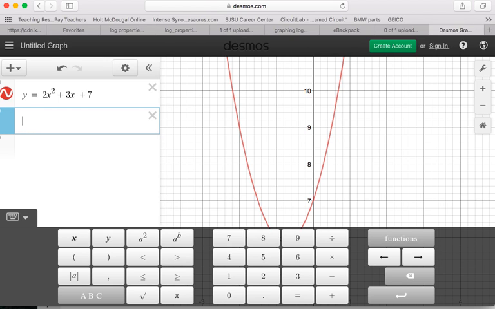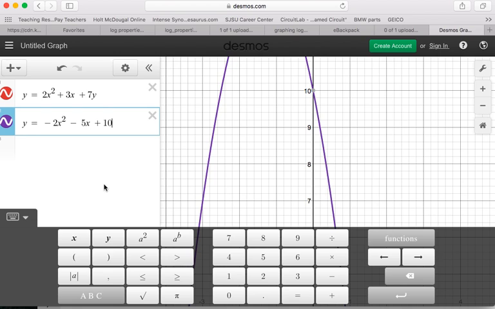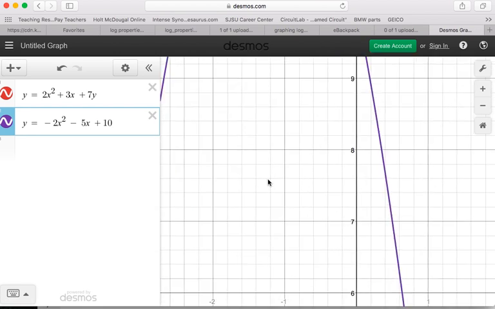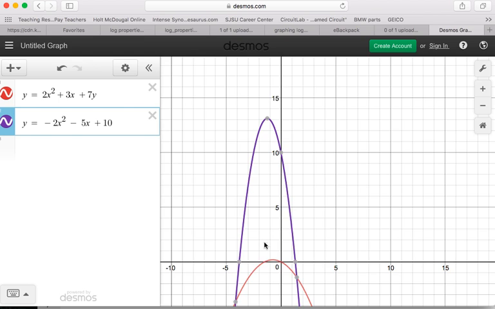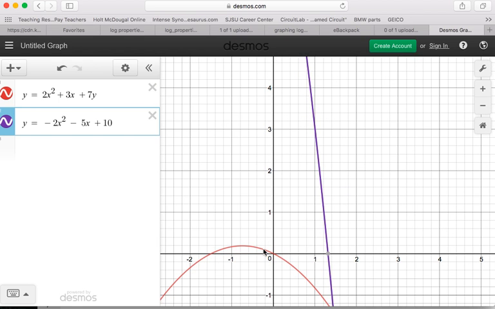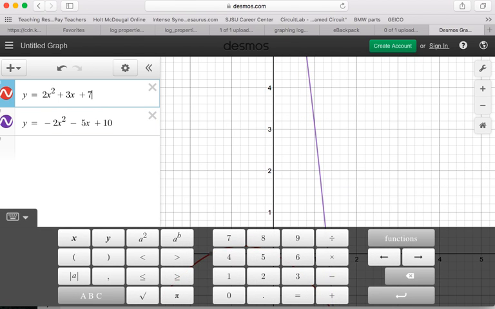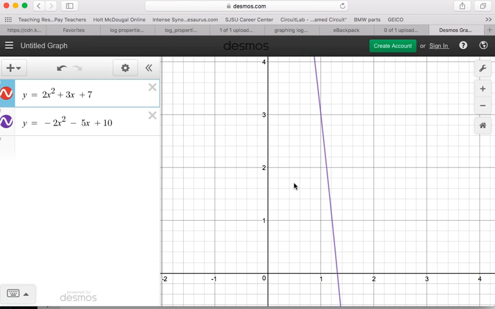Give me a couple numbers. Y equals what? Okay, no problem. Minus 2x squared. Sure, I like negative numbers. Minus again? Of course. Minus 5x plus, oops, 10. Okay. Now let's see these two functions right here. I messed it up. Okay, there you go.